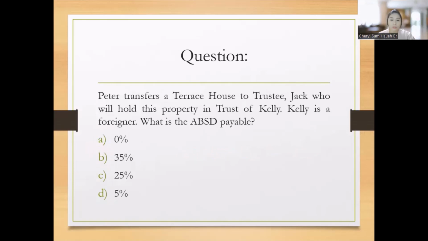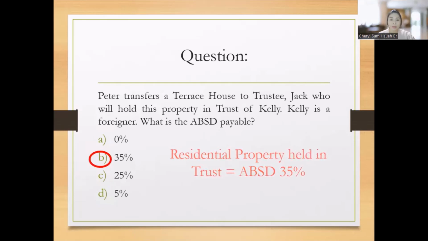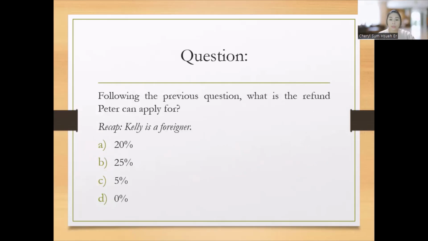Now the next question. Peter transfers a terrace house to trustee Jack, who will then hold this property in trust for Kelly. Kelly is a foreigner. What is the ABSD rate payable? I think this should be easy. The answer is 35%, right? Okay, great. Now, in this case, what is the refund Peter can apply for? 5%. The refund is 35% minus 30%, because Kelly is a foreigner. First property foreigner, 30%, equals 5%. So that is the refund that Peter will be able to apply for.